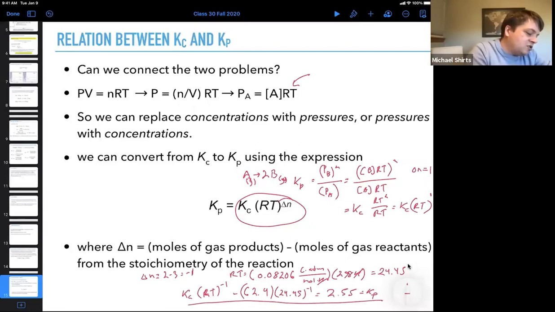So that shows how these two things are equal. They contain the same physical information. You just use whichever one is more convenient to work with.